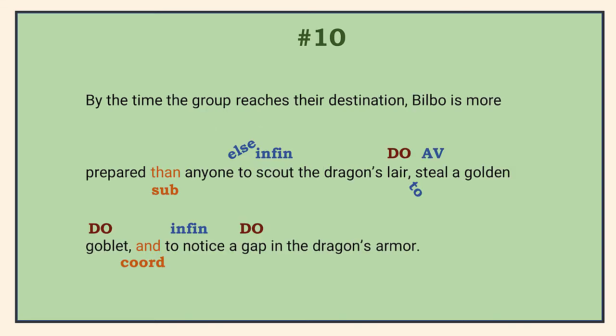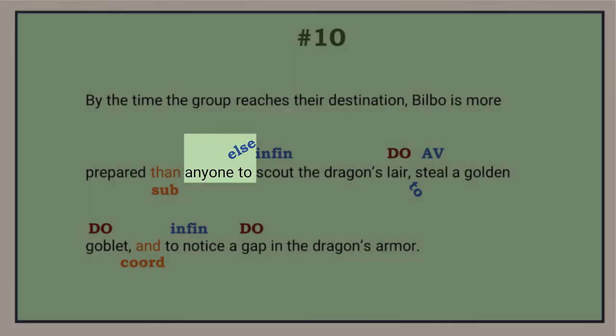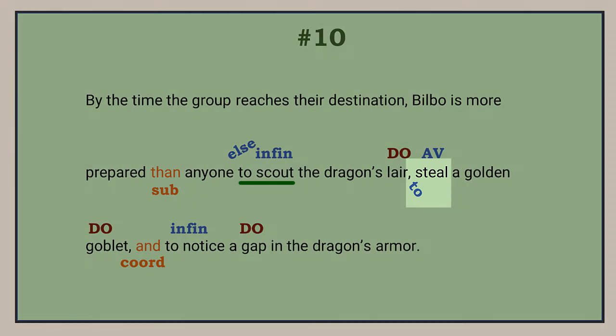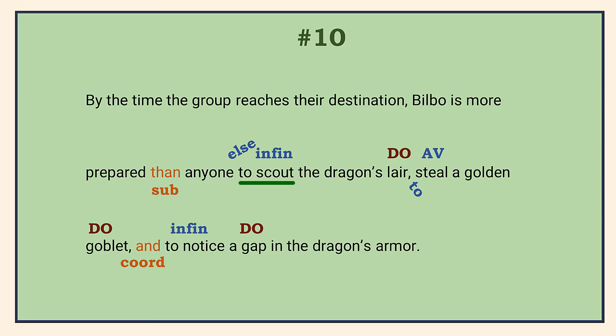Number 10. Bilbo is a member of the group, so he can't be more prepared than himself. Even if you don't know the name of the to plus a verb structure, it's an infinitive, you can see that to scout, steal, and to notice don't all match. We can either add the to in with the steal or remove the to with notice, thereby creating elliptical infinitive constructions. The to can be implied. See an example of this type of correction in number 12.